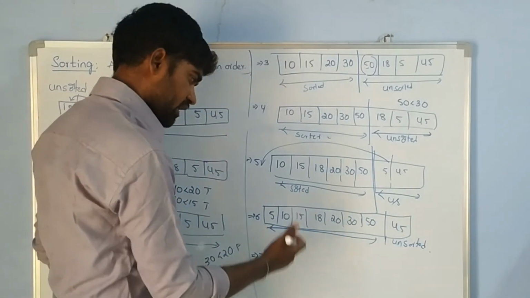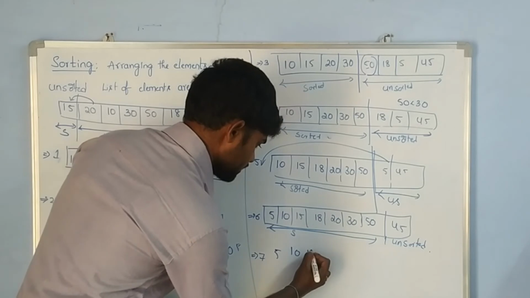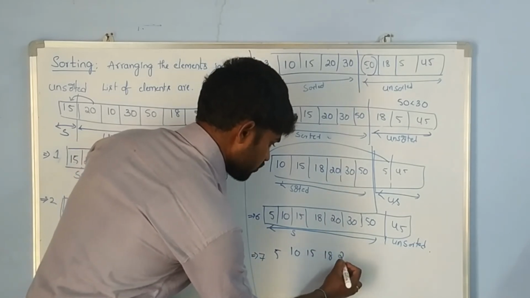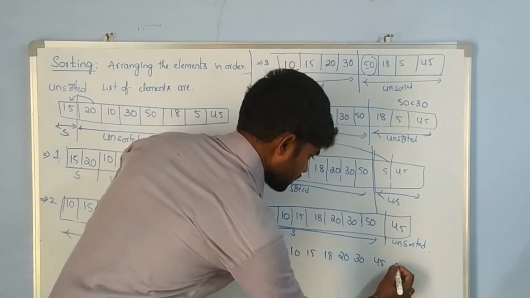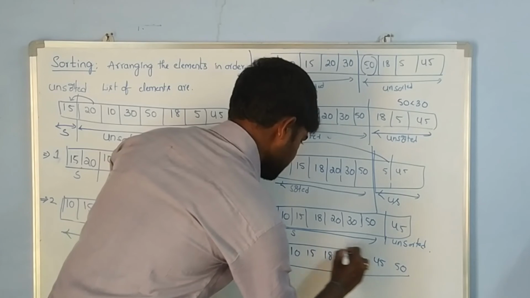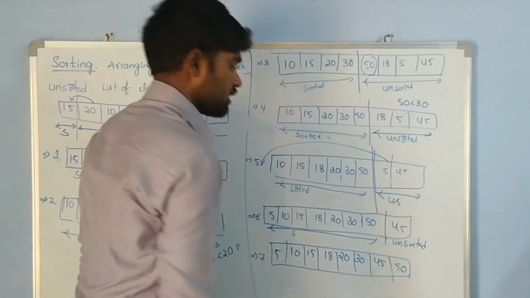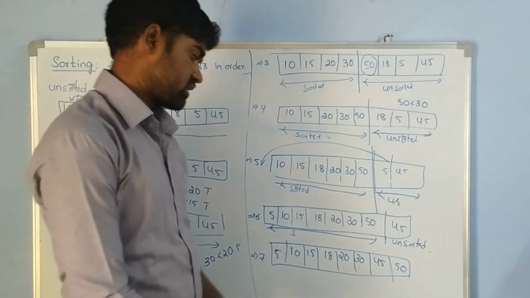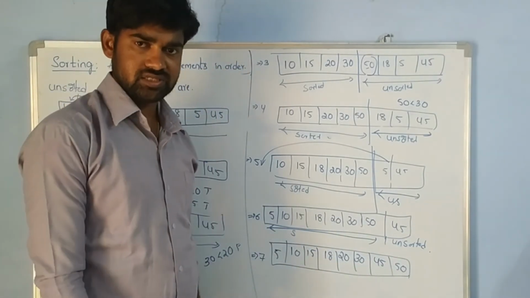So after moving the element into the sorted portion, the list of elements is 5, 10, 15, 18, 20, 30 and 45, and the last element is 50. So now these elements are in sorted order. So this is the example. This is the algorithm we are using in insertion sort.